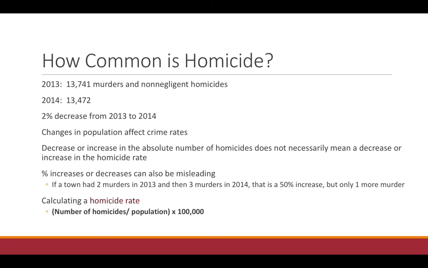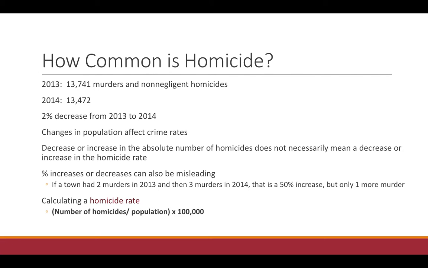One thing to keep in mind about crime rates is changes in the population also affect crime rates. So if we have a decrease or an increase in the absolute number of homicides, that doesn't necessarily tell us that there are actually fewer or more homicides occurring. We have to take into account what the actual population is. Otherwise, we can't really compare how many murders are happening in one location versus another.